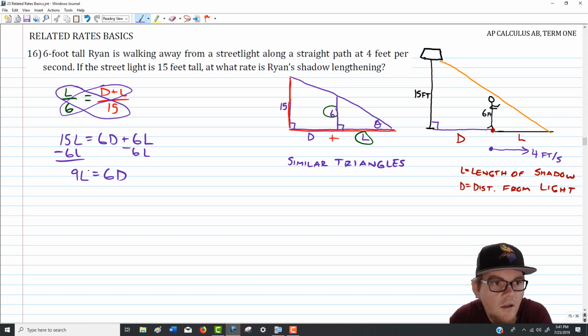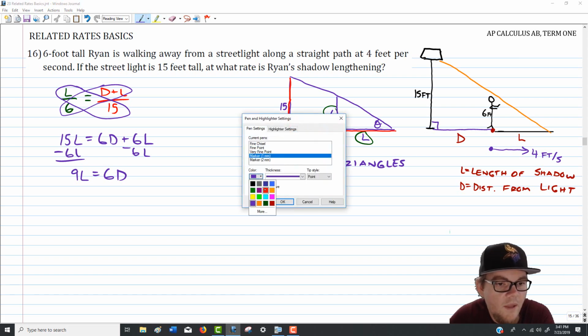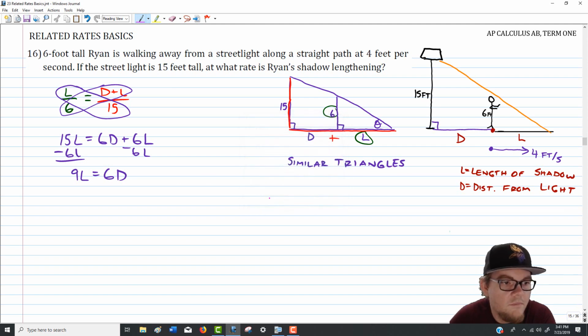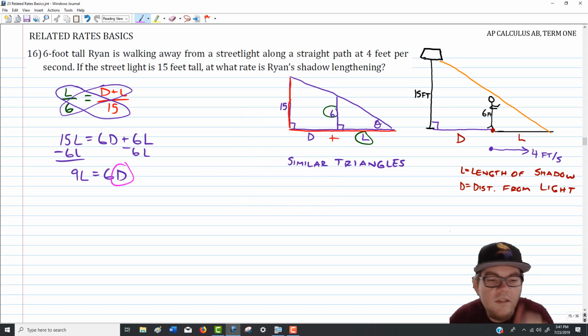They didn't tell us how far they are. They just told us how tall the street lamp and Ryan were. Well, the reason that's okay is that we don't need to actually know the specifics. All we need to be able to do is differentiate this thing with respect to t, because what we've done is we've related the length of the shadow to the distance from the lamppost. So now, to capture the rates of change, we just differentiate with respect to t.